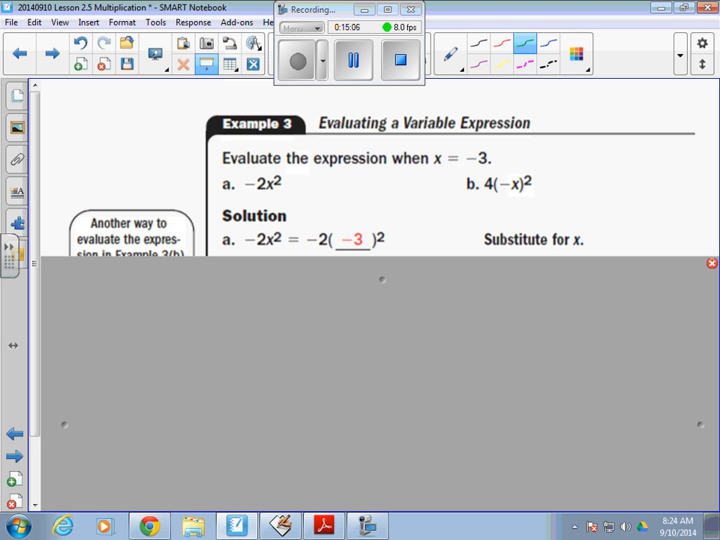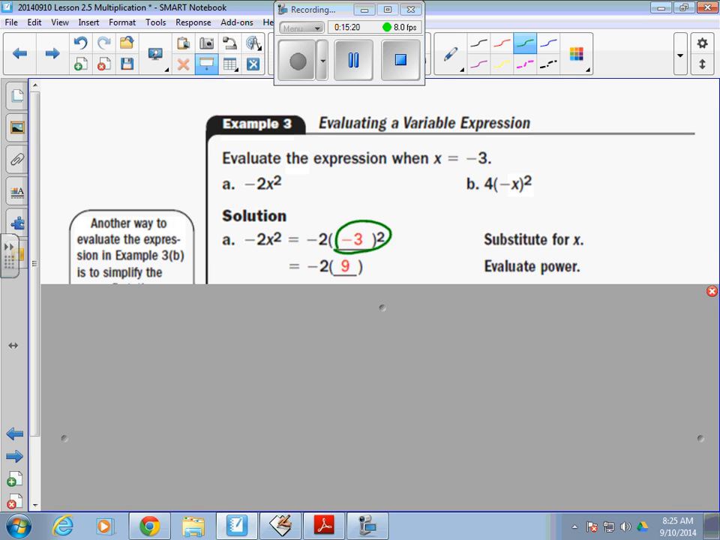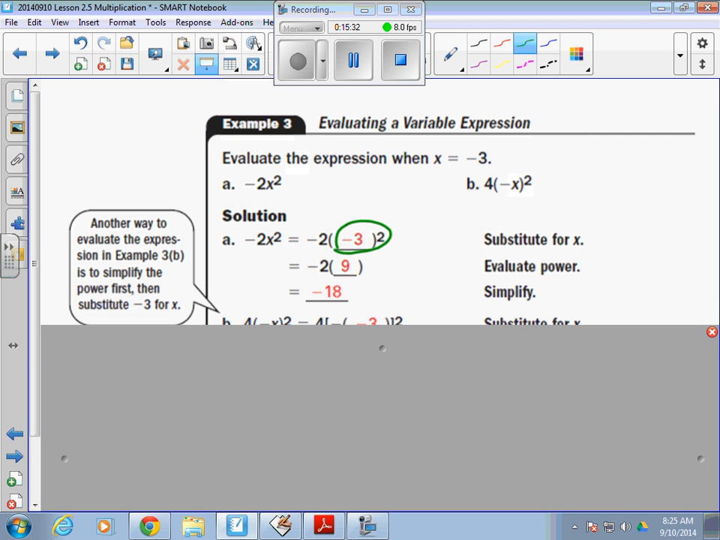Here's example number 3. Evaluating a variable expression when x is equal to -3. -2 times (-3) squared. Now, -3 is the one that's being squared here, which means -3 times -3, which gives you 9. So now you have -2 times 9. Now you have an odd amount of negative values. So it's going to be a negative value at the end. -2 times 9 is -18.